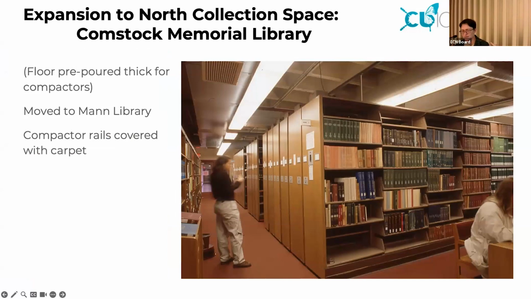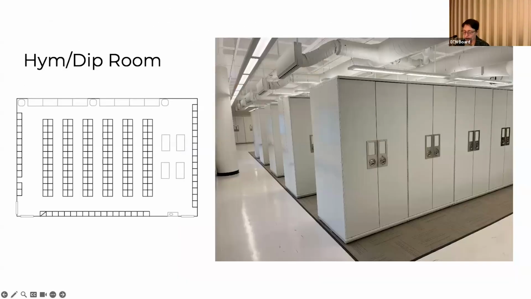And then about 10, 15 years ago, there was an expansion to create a North Collection space out of the Comstock Memorial Library. So all of the books in this fairly extensive library collection were moved to the 2nd floor of the Mann Library on campus, which still is the entomological library, very cool. And the compactor rails that were already existing there were covered with carpet, and new cabinets were moved in, again, about 10 years ago, 10, 15, I don't know.